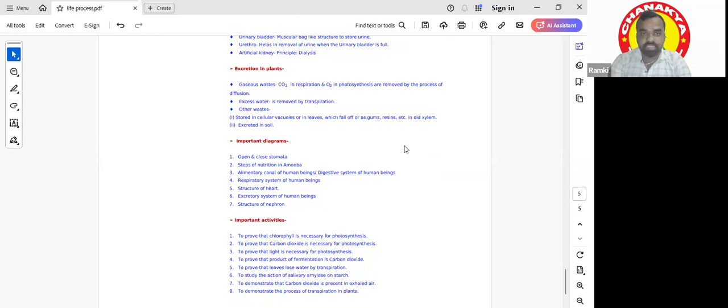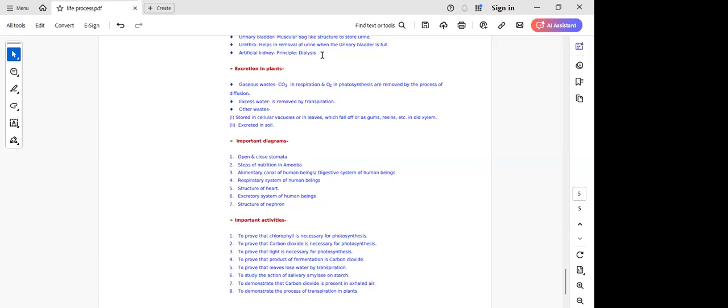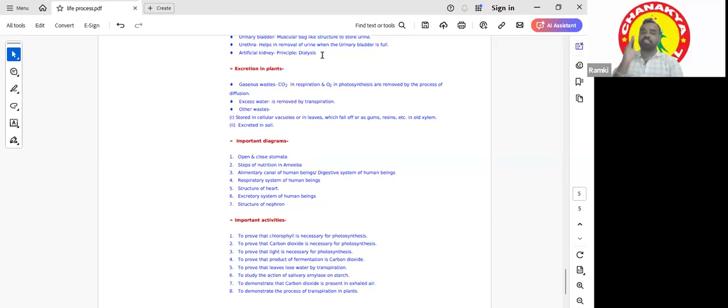Yes, surely I will share it here. Then carbon dioxide is present in inhaled air, and it converts lime water into a milky appearance. Then transpiration. These are all the activities they are asking. Do you have any doubt in this lesson? No, sir. Because in this lesson, surely you will get 10 to 15 marks. It is the highest weightage lesson in botany.